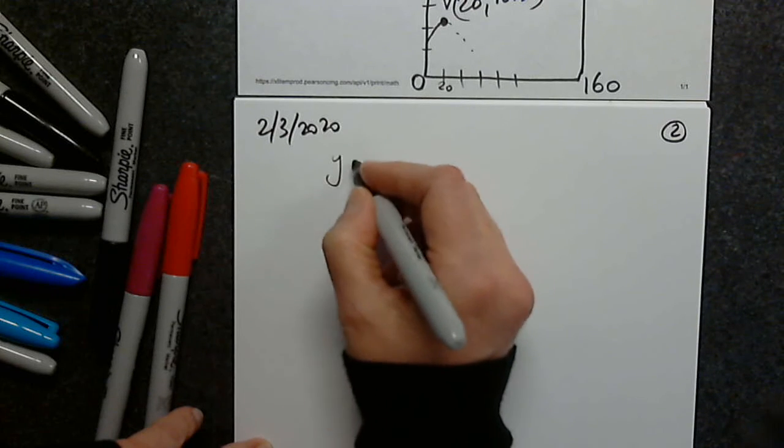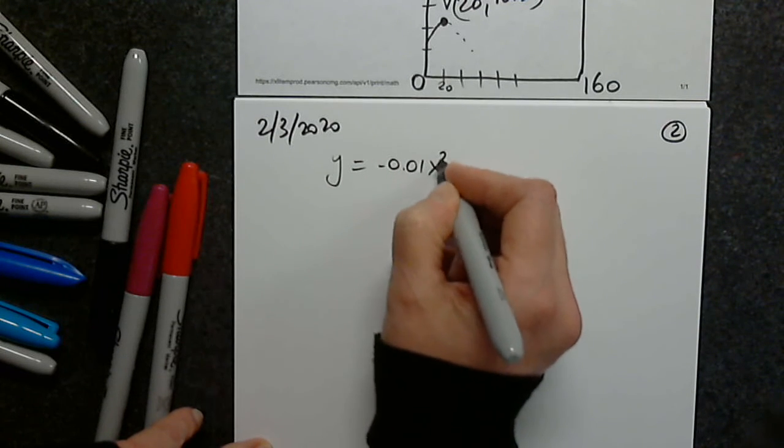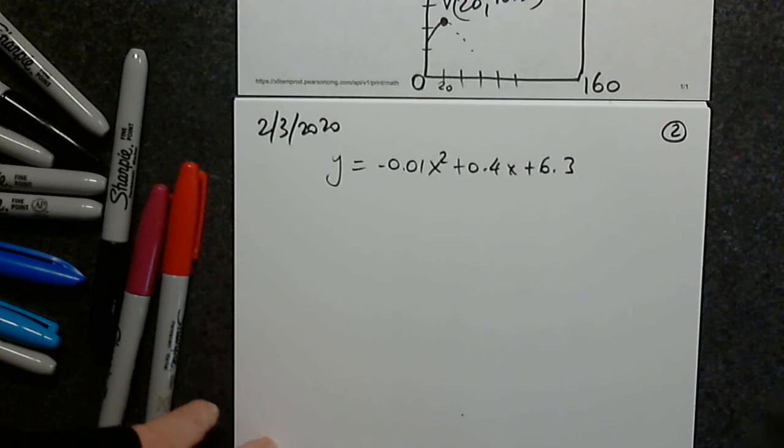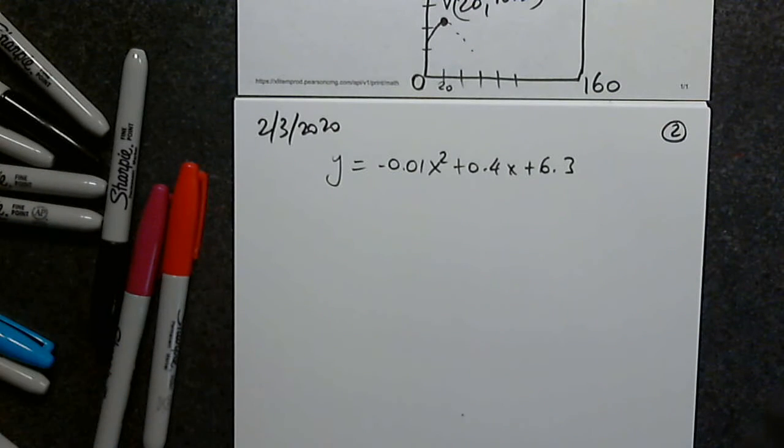So one more time, y equals negative 0.01x squared plus 0.4x plus 6.3. How will I find the x-intercept? It's a very good question, very good problem. Thank you for bringing it up. How do I find the x-intercept for any function? What do I do to determine the x-intercepts for any function?